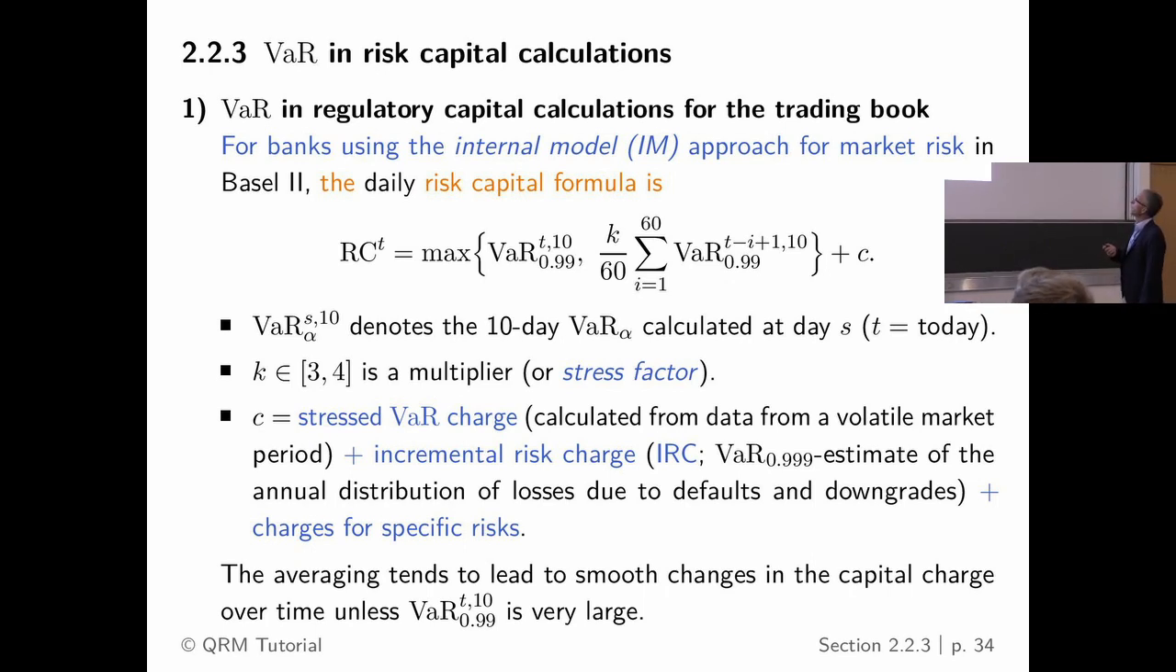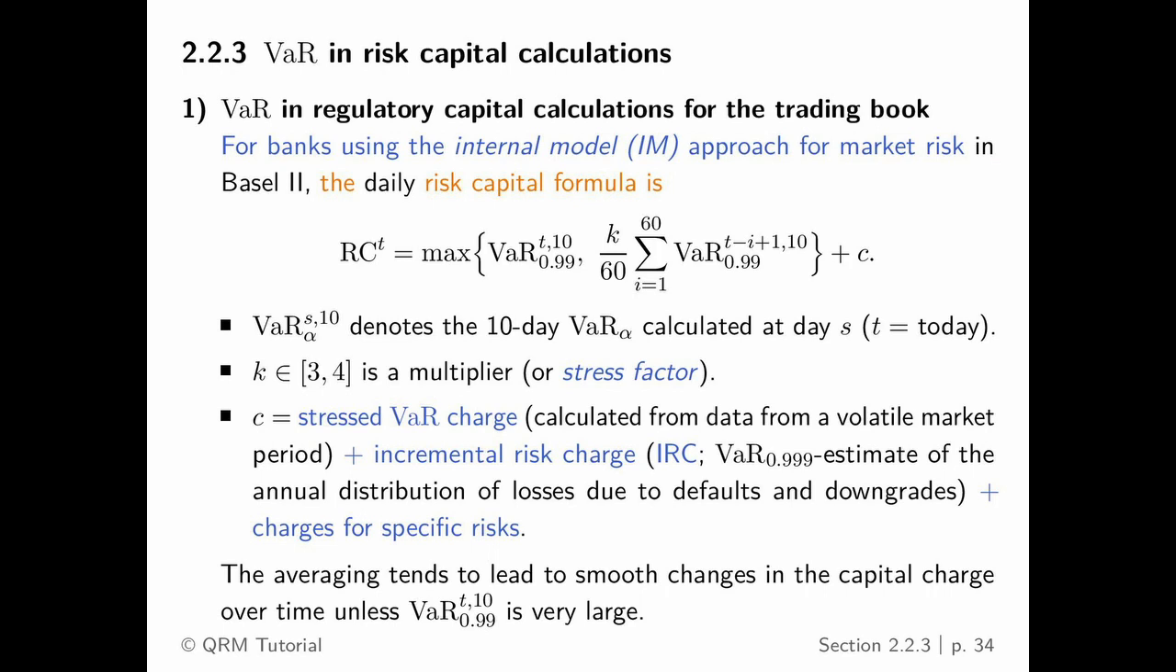Good. So if a bank uses an internal model for the market risk, the daily risk capital formula is given here. The risk capital at time t is the maximum of the value at risk over a period of 10 days at a confidence level of 0.99. So that's the value at risk you estimate today, looking 10 days into the future. And an average over the value at risk numbers, again, always 10 days into the future, of the last 60 days. And this average, you don't just take the average, you multiply it with a so-called multiplier k between 3 and 4. This multiplier means that unless you're in a very, very stressed period, this term wins because you multiply this by 3.